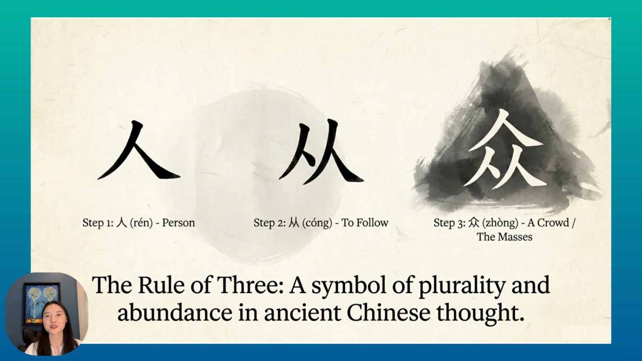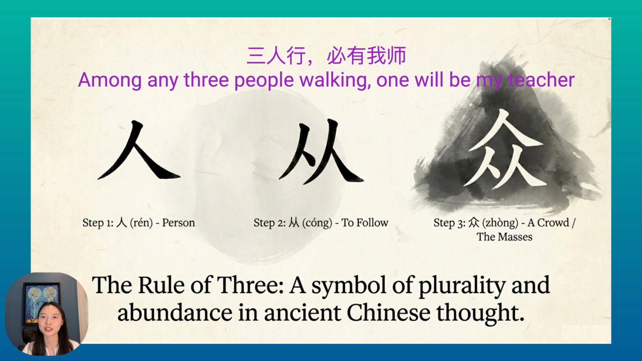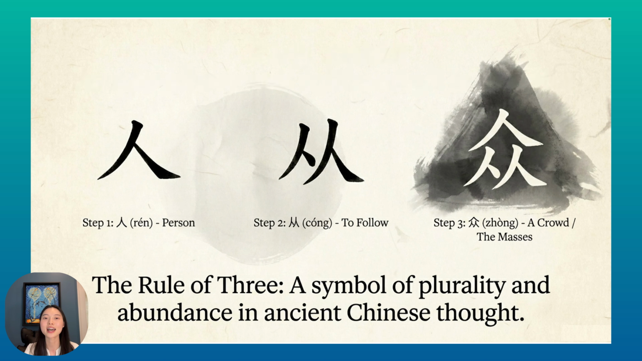And here's a cultural note worth remembering. In Chinese thinking, 3 does not just mean the number 3, it often represents many or abundance. You see it in the characters. 3 trees equals dense forest, 3 people equals a crowd. Even in the classical saying, 三人行必有我师, among any 3 people walking, one will be my teacher. 3 is the symbol of abundance in Chinese culture. Once you know this, you will start noticing it everywhere.